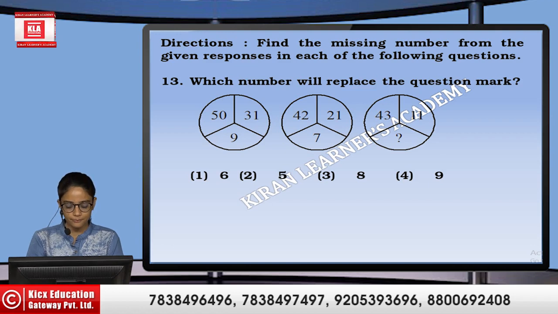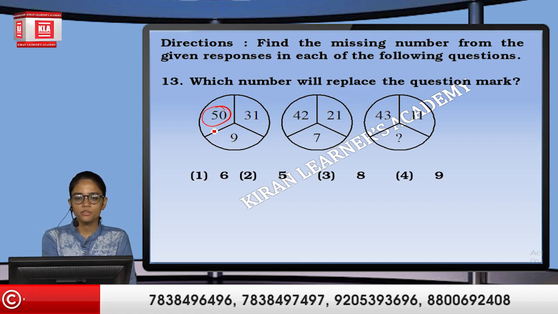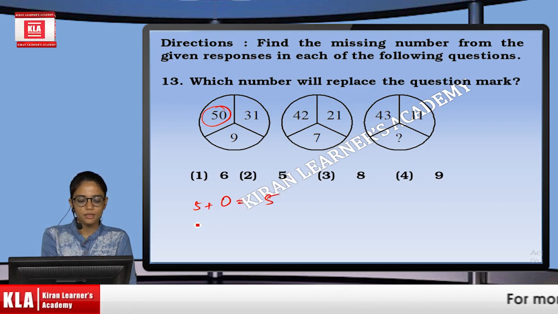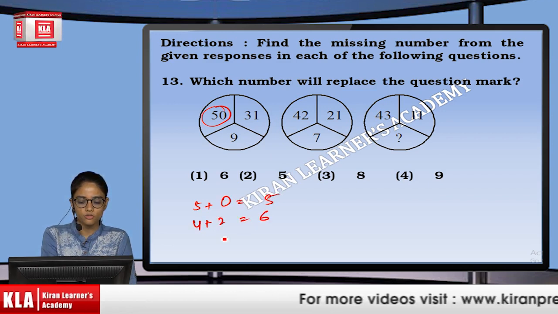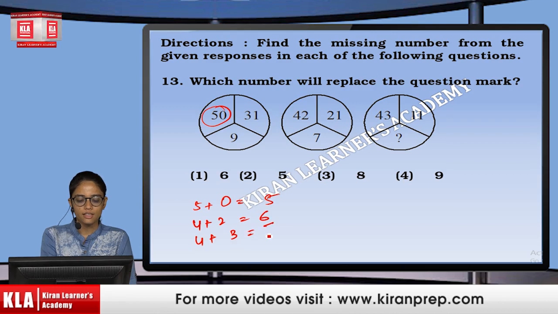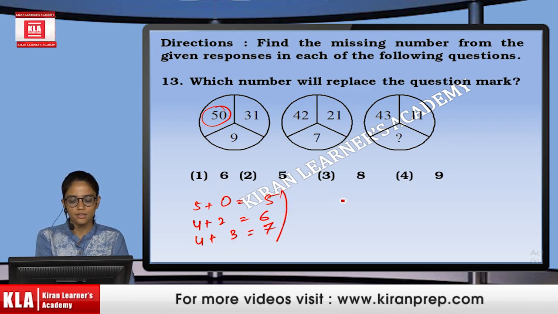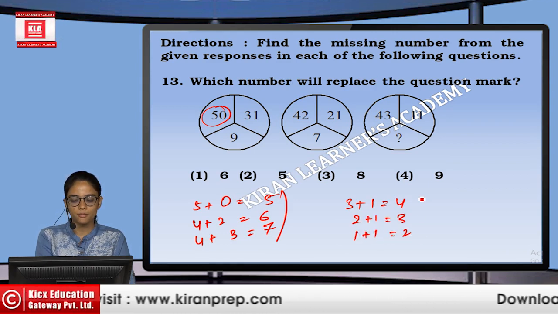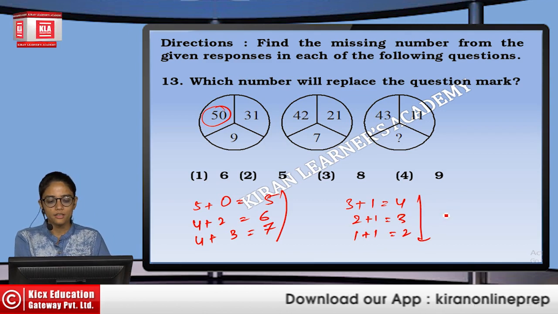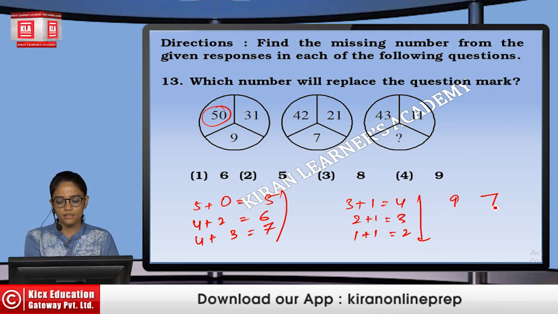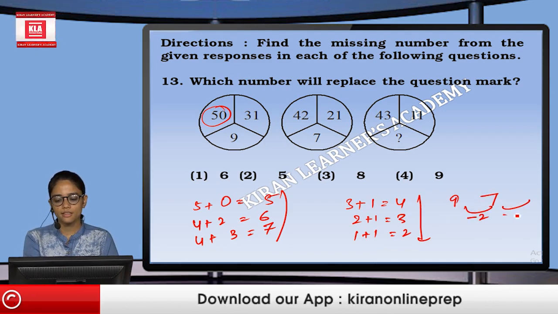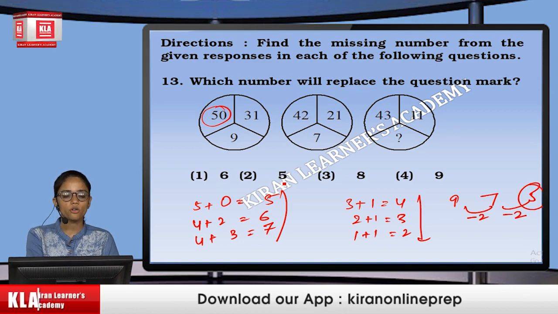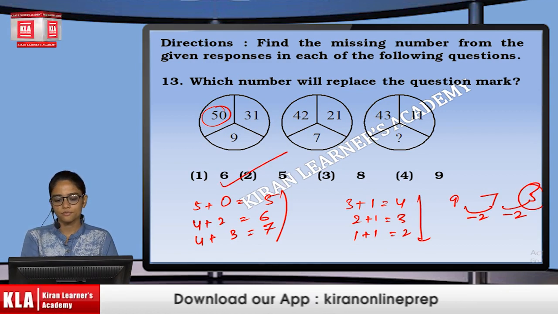Next, see the next one. If you take the numbers on the left side, 5 plus 0 is equal to 5. Similarly, 4 plus 2 is equal to 6. 4 plus 3 is equal to 7. That means the numbers are increasing by 1. Similarly, 3 plus 1 is equal to 4. 2 plus 1 is equal to 3. 1 plus 1 is equal to 2. The number is decreasing by 1. Then 9, then 7. That is decreasing by 2. Similarly, decreasing by 2 will give you 5. So the option will be the second one.